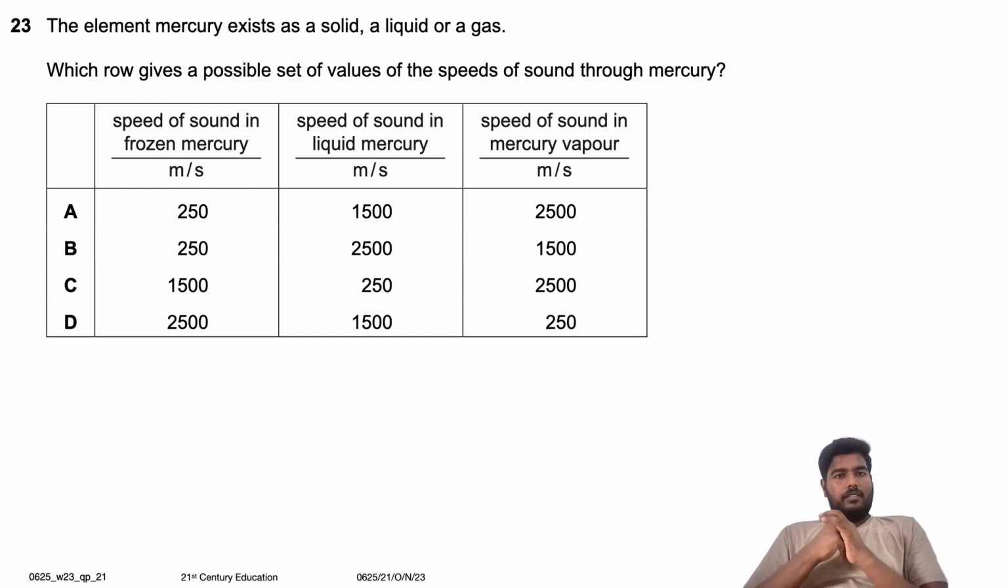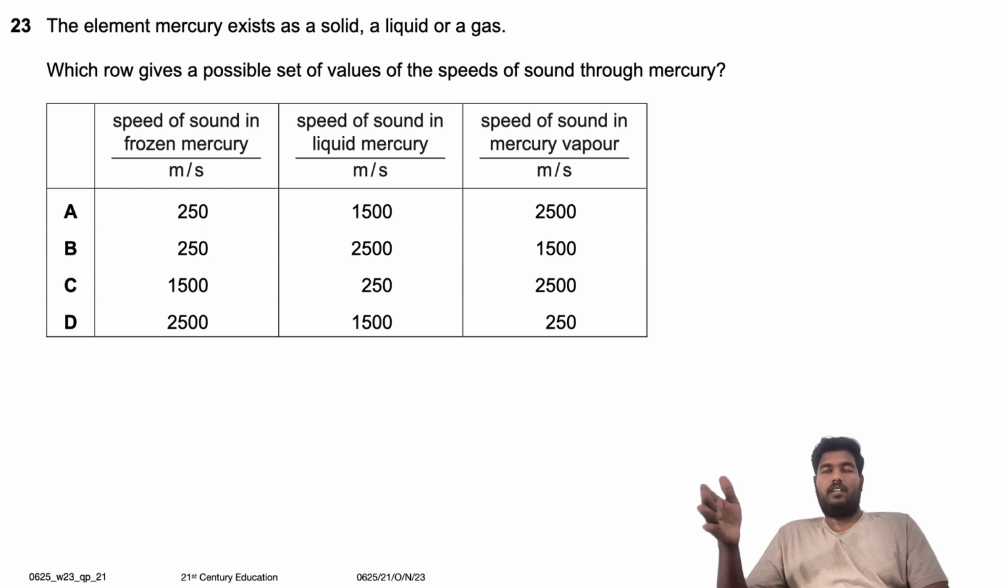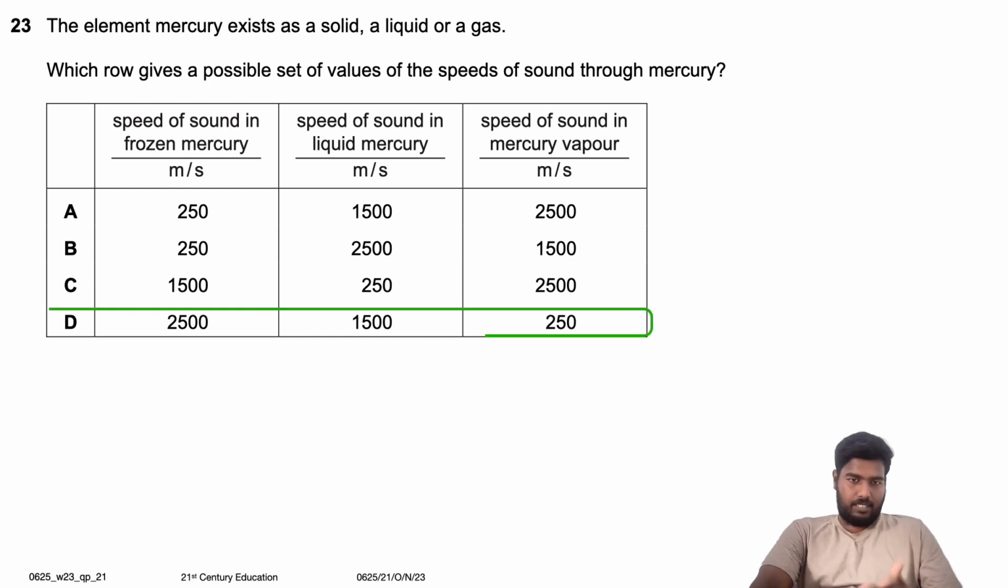The element mercury exists as a solid, liquid or gas. Which row gives possible set of values of the speeds of sound through mercury? Okay. So in general we know that sound travels faster in solid, less fast in liquid and slower in air. So sound should be slower in air, a little faster in liquid, a little faster still in the solid. I think D. Yeah, so 250, 1500 and 2500 increasing from gas to solid.